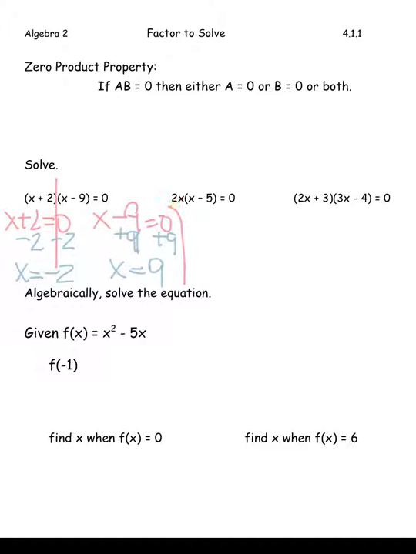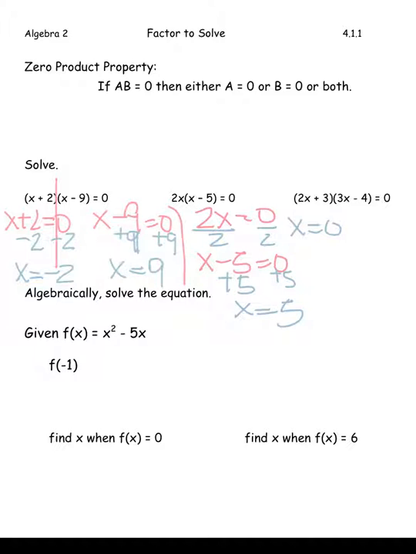Here's a first thing, a, times the second thing, b, and the answer is 0. So either 2x equals 0 or x minus 5 equals 0. And then we just have to solve both. First, we divide by 2. So x equals 0. Here we add 5. So x equals 5.